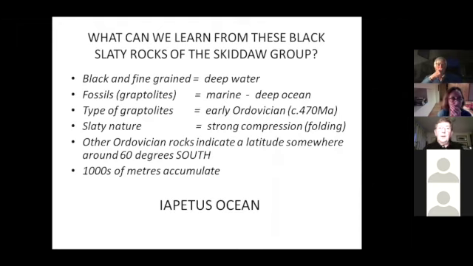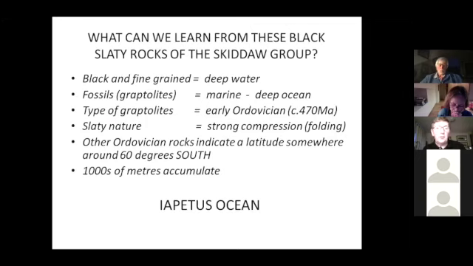Right. So what can we learn? Well, the fact that they are black and fine-grained indicates deep water, no oxygen. The fact that there are graptolites there means that water is marine. We're dealing with a deep ocean. The fact that the particular graptolites can be recognized gives us a more precise date, around about 470 million years ago. And the slaty nature of those rocks indicates that at some time after they were laid down as sediment, there has been particularly strong compression. The whole area has been folded. As a result of that, the rocks become slaty. Slate is not an original rock. It's a metamorphic rock.